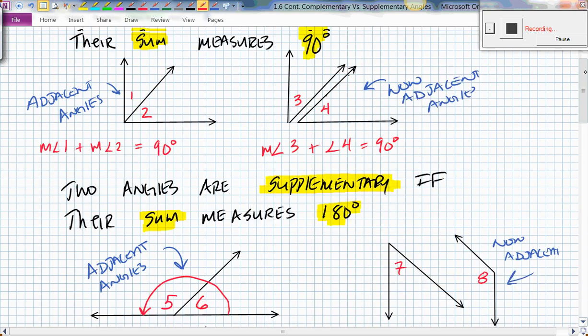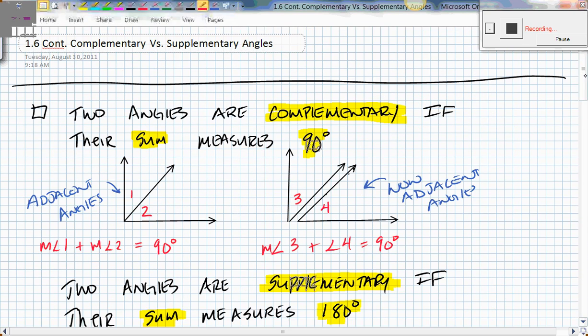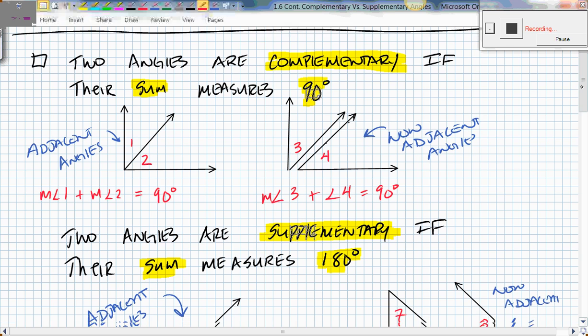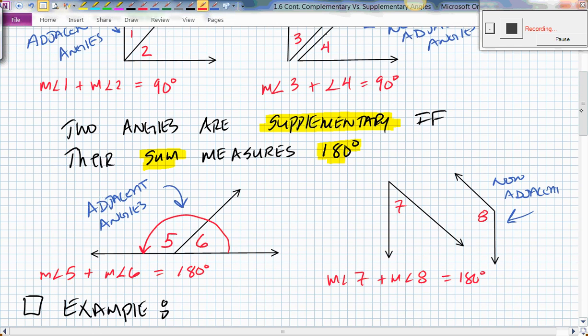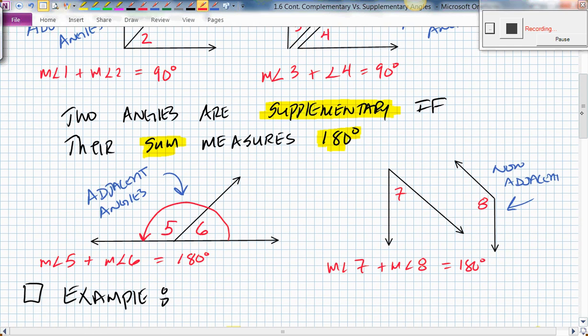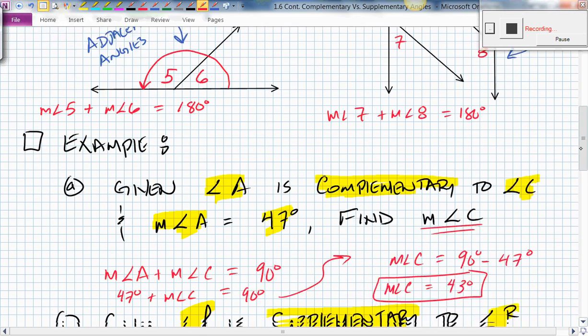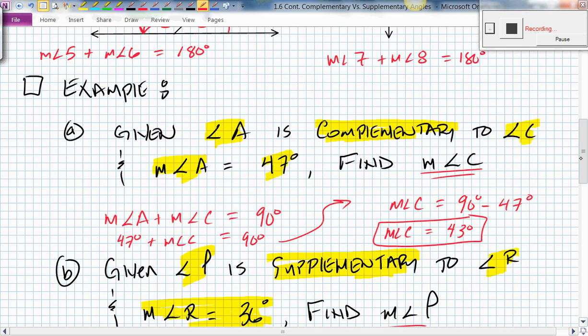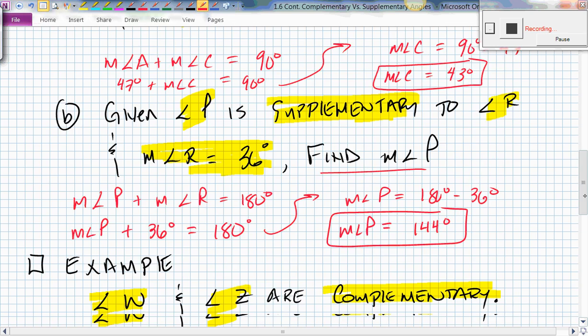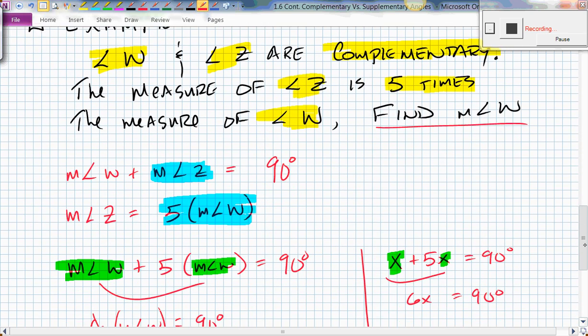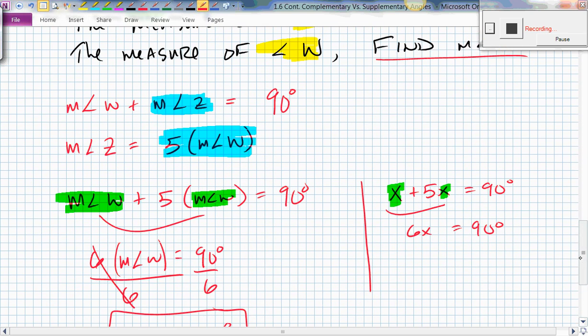Okay, so in review, we've had complementary angles, 2 angles that add to 90, supplementary angles, 2 angles that add to 180. Both can be adjacent or non-adjacent. And we have 2 examples given complementary and supplementary, and then an example using algebra. Okay, there you go.